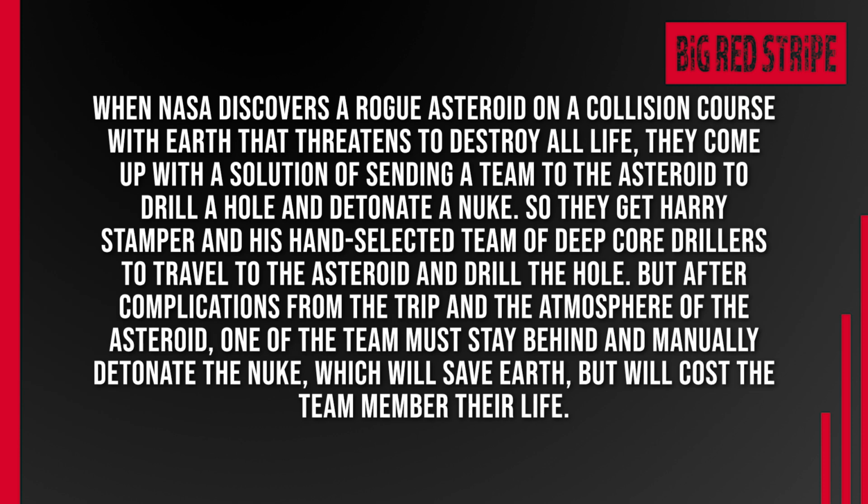When NASA discovers a rogue asteroid on a collision course with Earth that threatens to destroy all life, they come up with a solution of sending a team to the asteroid to drill a hole and detonate a nuke. So they get Harry Stamper and his hand-selected team of deep core drillers to travel to the asteroid and drill the hole. But after complications from the trip and the atmosphere of the asteroid, one of the team must stay behind and manually detonate the nuke, which will save the Earth, but will cost the team member their life. And that's it. You're figuring out the story one piece at a time. So that's the first 1-3.